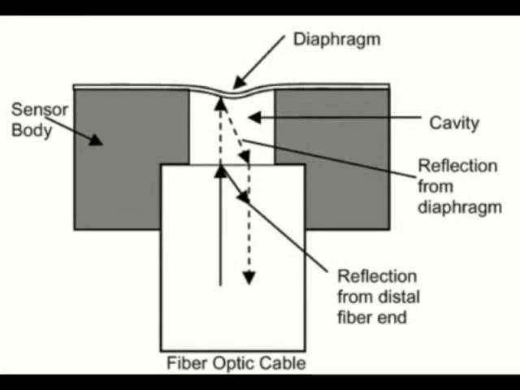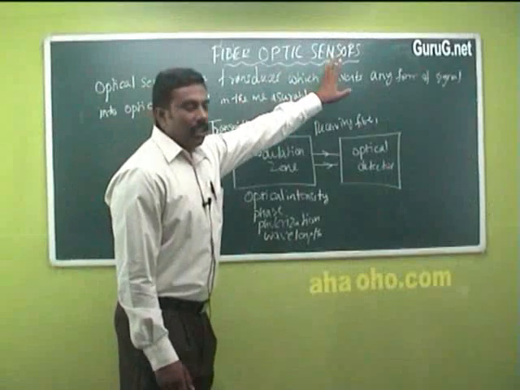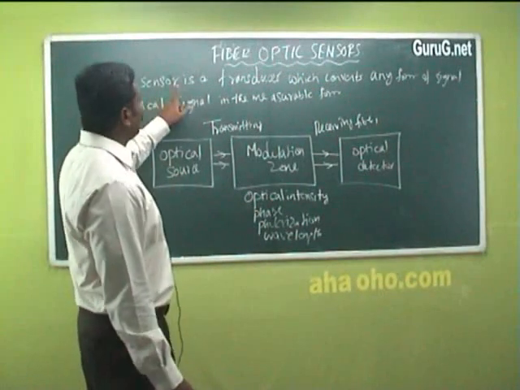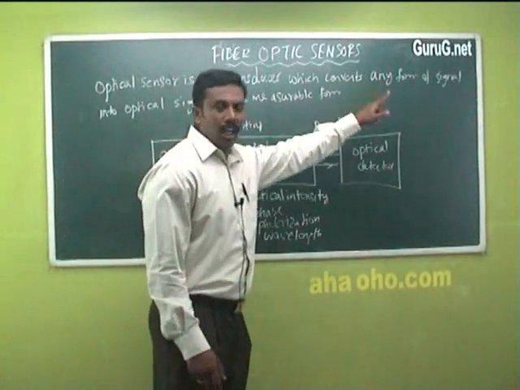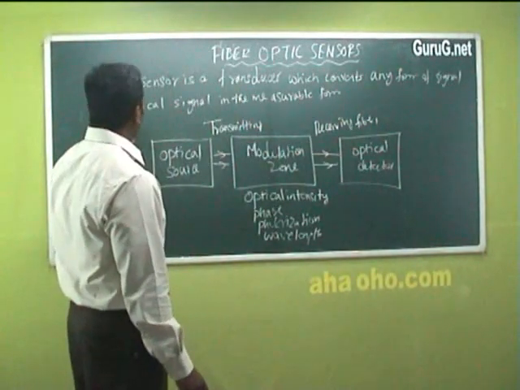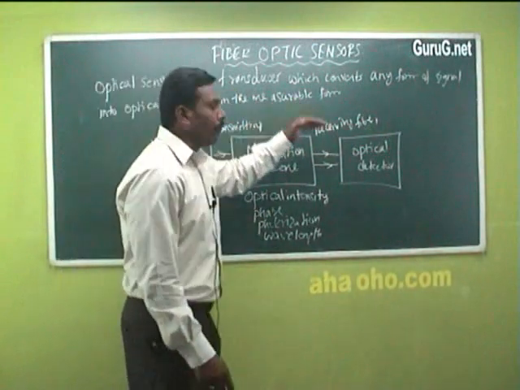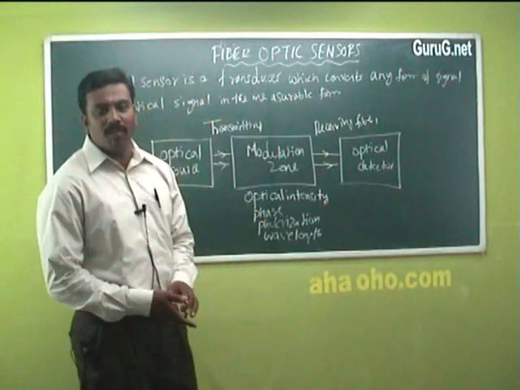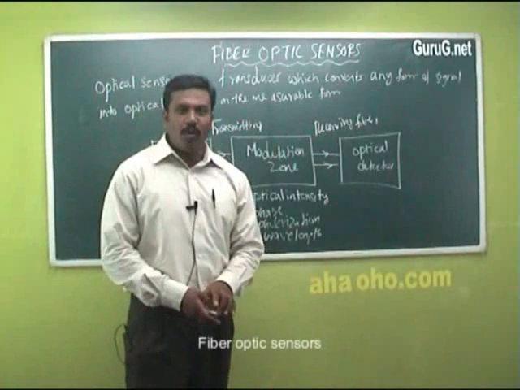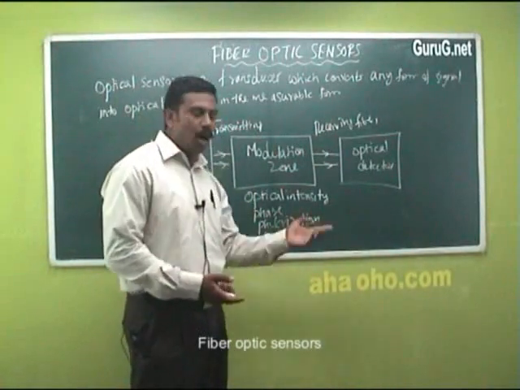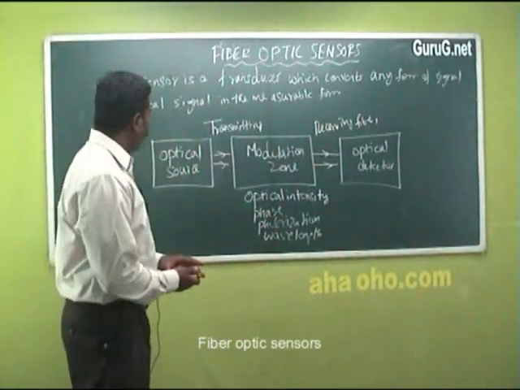Fiber optical sensors. An optical sensor is a transducer which converts any form of signal into an optical signal in a measurable form. Here the optical fibers are used as waveguides. Now let us see how an optical fiber sensor works.